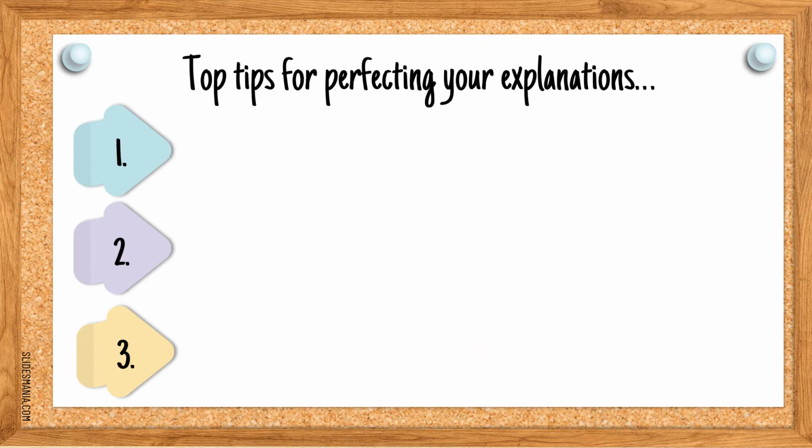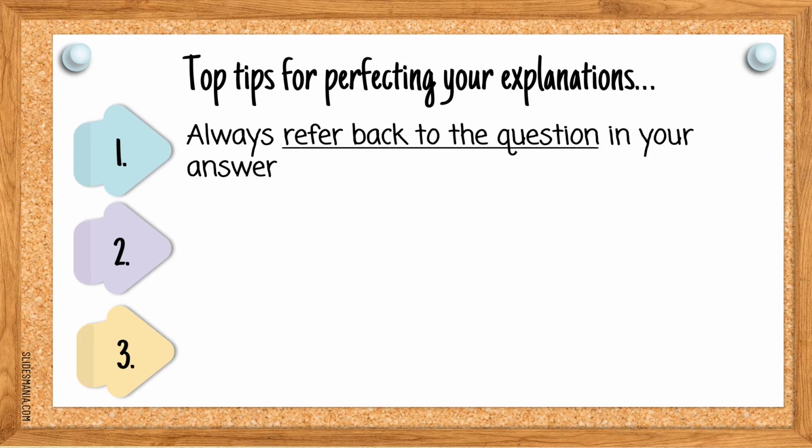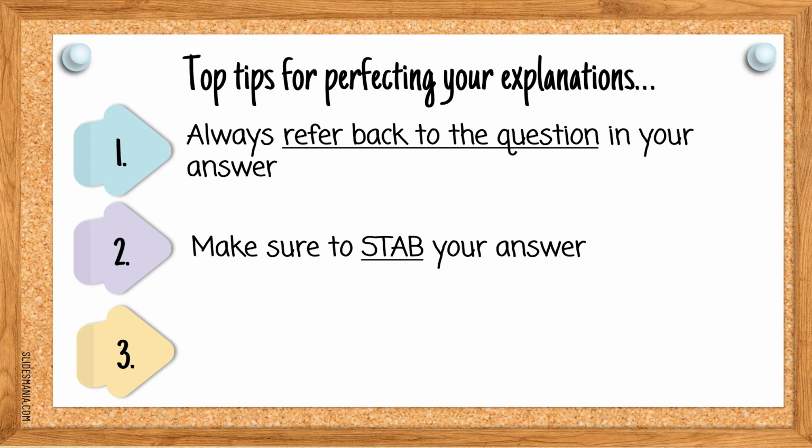Your top tips for perfecting your explanations. So the first thing is you always want to refer back to the question in your answer. It's always a good idea when you see the question, highlight the key words. So what is the question actually asking you about? The second thing is make sure to stab your answer. So make sure that you've got either so, therefore, as, or because in your answer. And most likely, if you've included that word, you will have explained your answer.